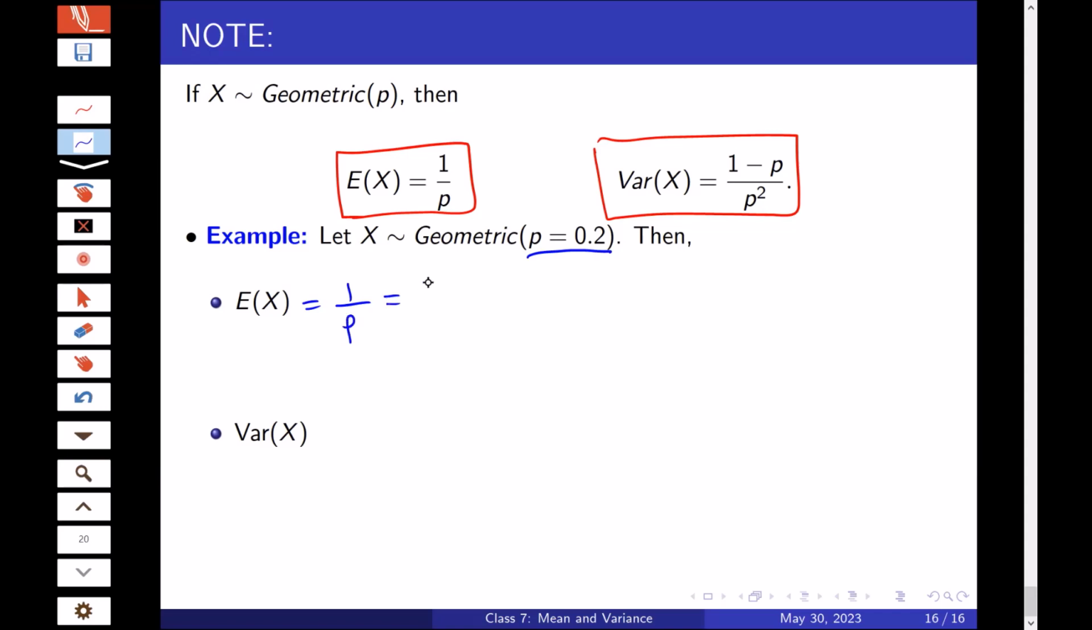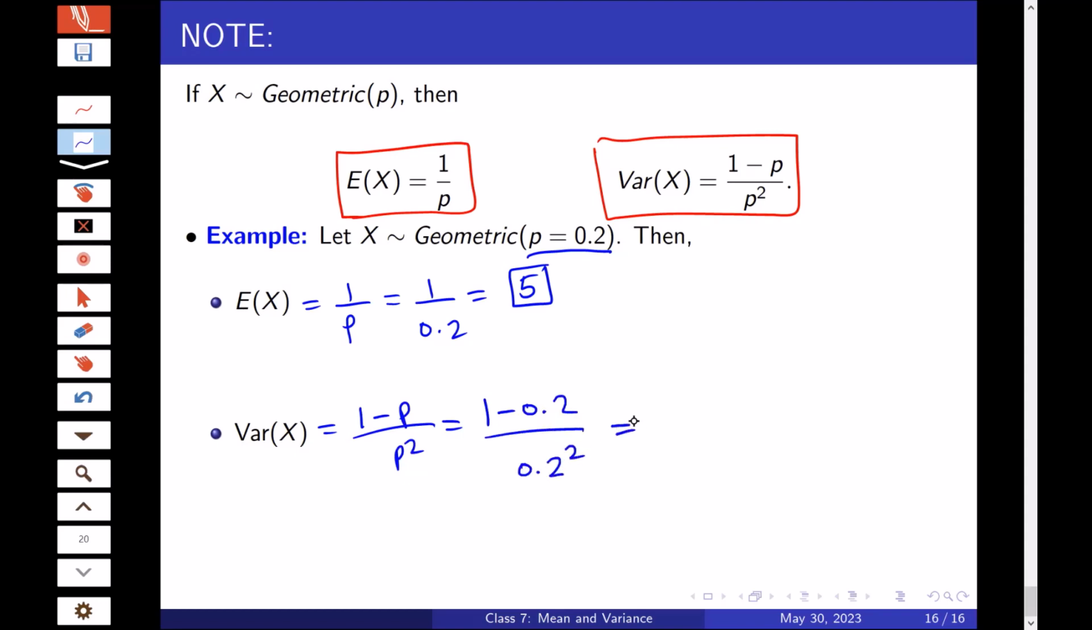So expectation is 1 over p, which is 1 over 0.2. That means this is 5. So 10 over 2, which is 5. And here, 1 minus p over p square, which is 1 minus 0.2 over 0.2 square. This will be 20. Okay, and you don't need to prove these results, you can use them right away. So don't attempt to prove this when I'm asking for the mean and variance of a geometric distribution. You can find it directly by substituting into these equations.